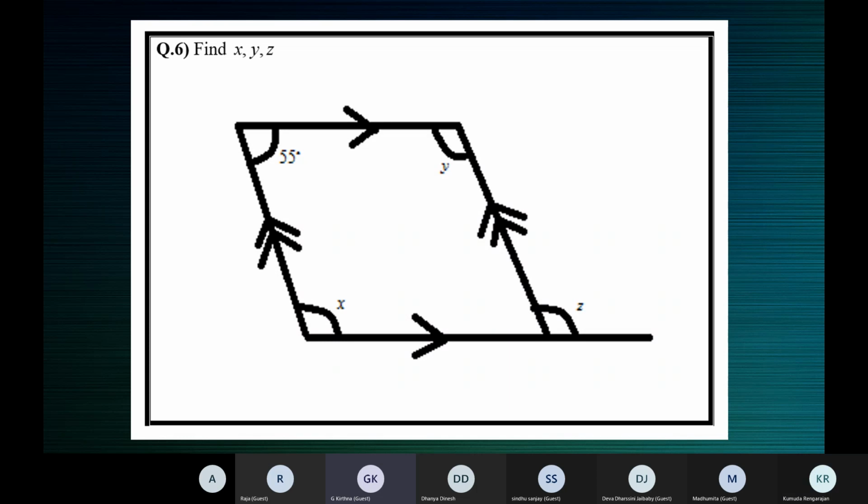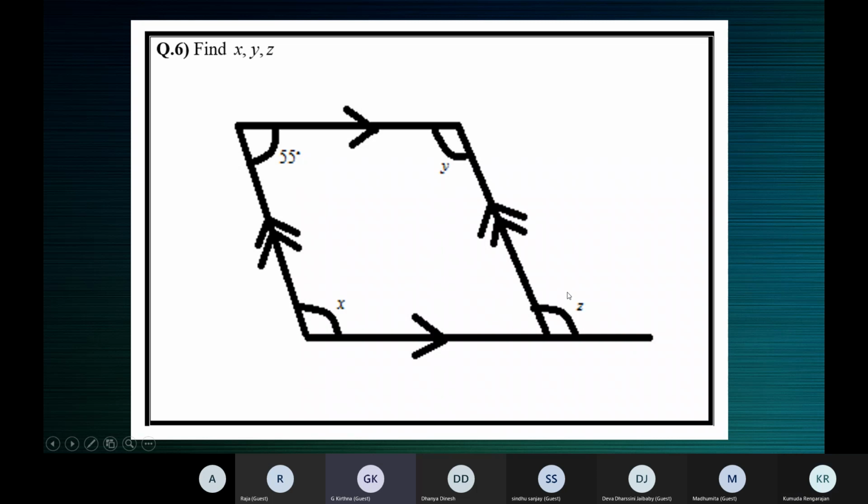No, you cannot create a new angle. You can name an existing angle. Yes, you're right. Let the angle be B, so 55 degrees is equal to B as they are opposite angles. Very good. B is equal to 55.